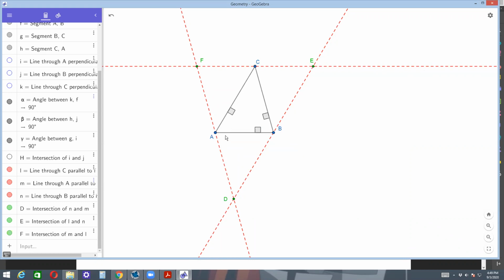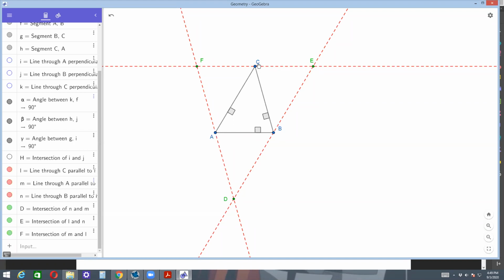And it is a parallelogram because AB is parallel to CE. Remember, this line is defined as being parallel to AB. Similarly, this line is parallel to this. So the opposite sides are parallel, which means it's a parallelogram. And because it's a parallelogram, AB is equal to CE. Yeah? So I know that AB is equal to CE.